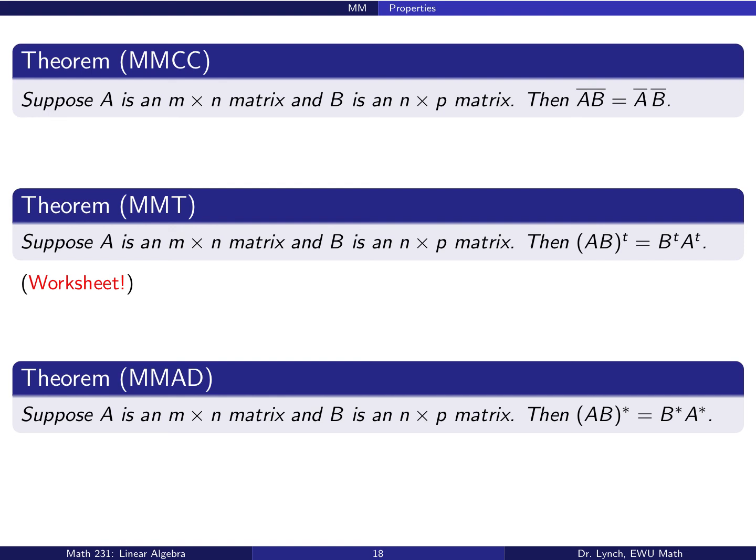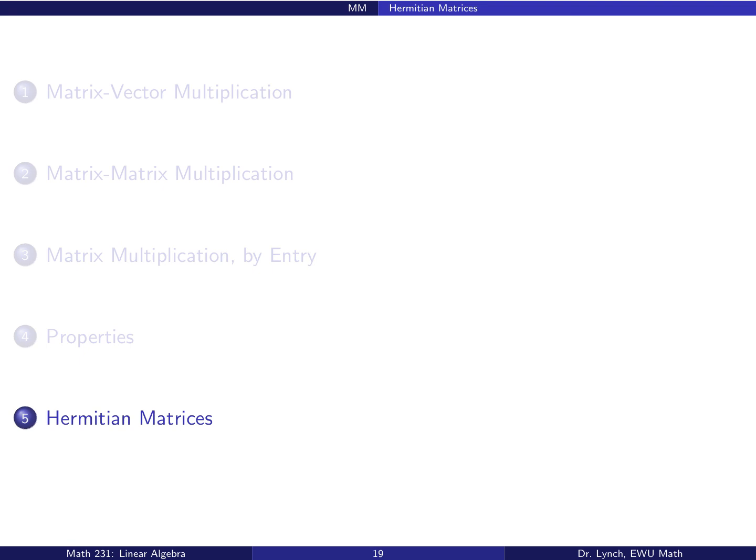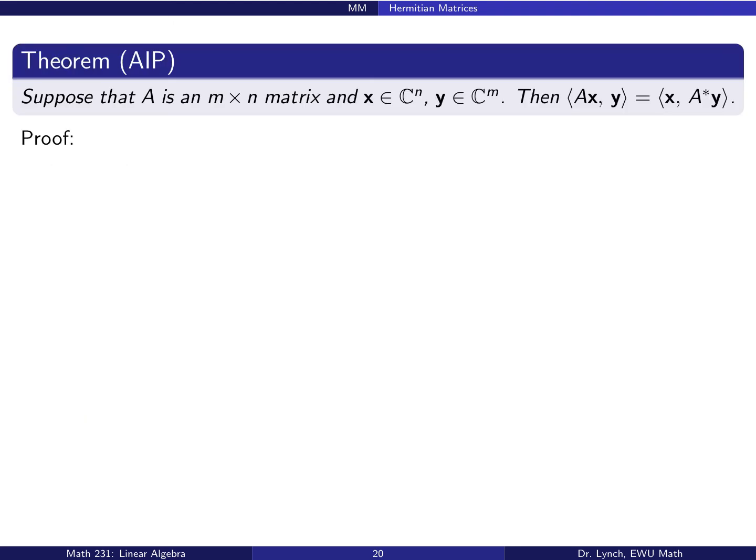And the third property is sort of just a combination of the first two. If we remember that the adjoint is the conjugate transpose, then it's not too surprising that the adjoint of the product is the product of the adjoints in reverse order. Okay, so the last thing to talk about in this section is Hermitian matrices. They're pretty special. We'll talk about matrix multiplication and the adjoint in terms of the inner product.